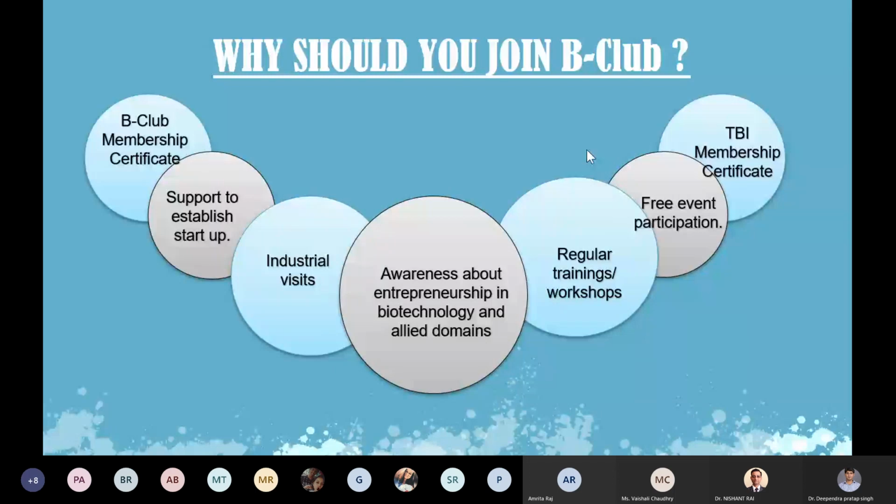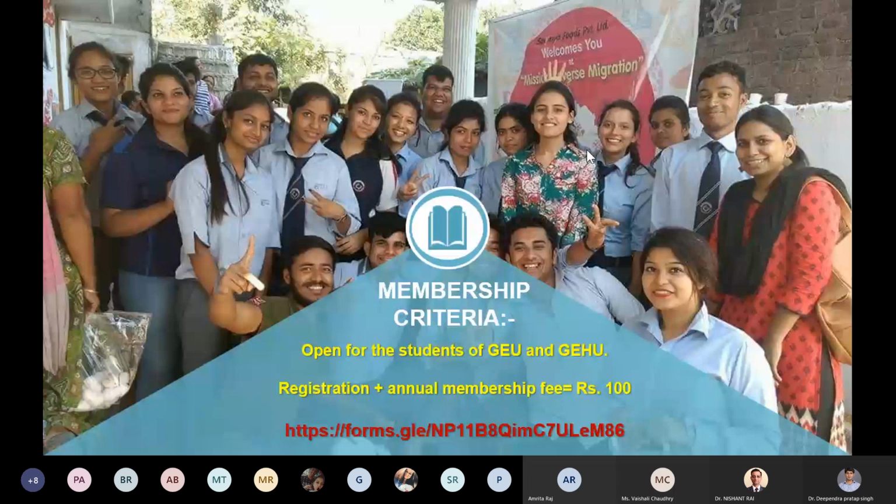As for the membership criteria, our membership is open to both Graphic Era Hill University and Graphic Era University, and it is open to all the departments and all the members. Our registration and annual fee is 100 rupees for a new member, and the renewal of this membership is 50 rupees. We have the Google form, which will be distributed to you later after the session. So that's all.